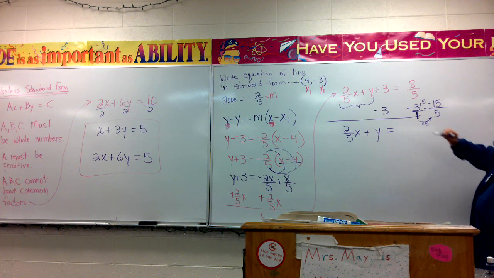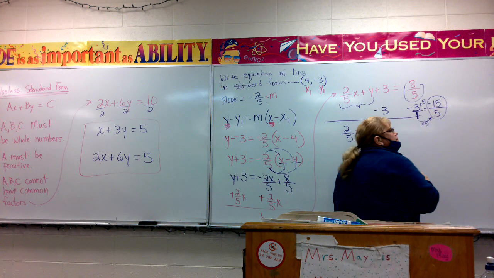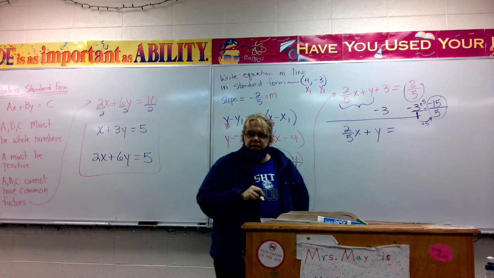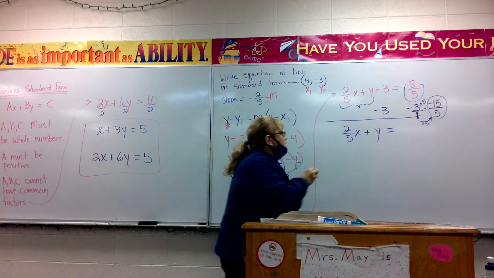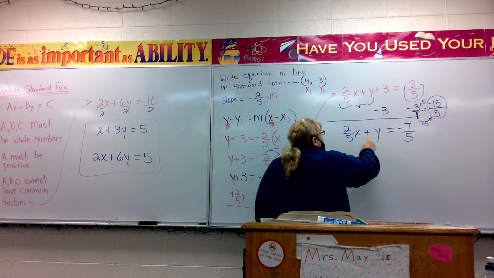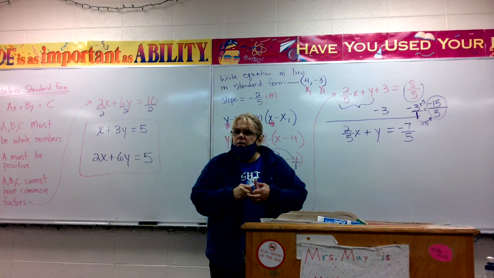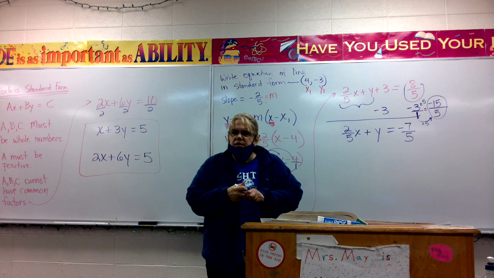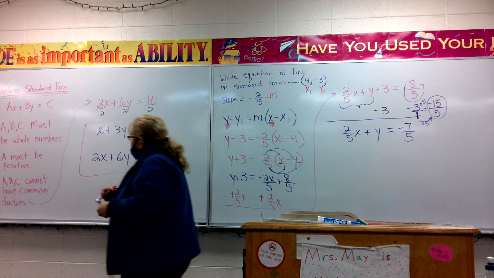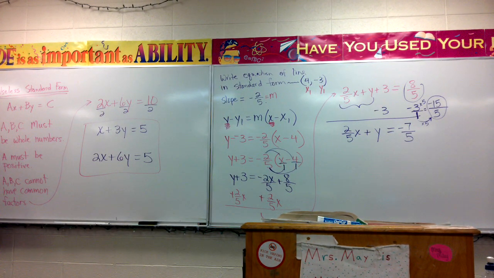So now I have 8/5 and negative 15/5. What's 8 and negative 15? Negative 7/5. Look at that. We have the x and y on one side. We have the number on the other. Am I done? Why not, Alex? You have fractions. Yes, we have fractions in there. And this useless standard form says they have to be whole numbers. A, B, and C have to be whole numbers.